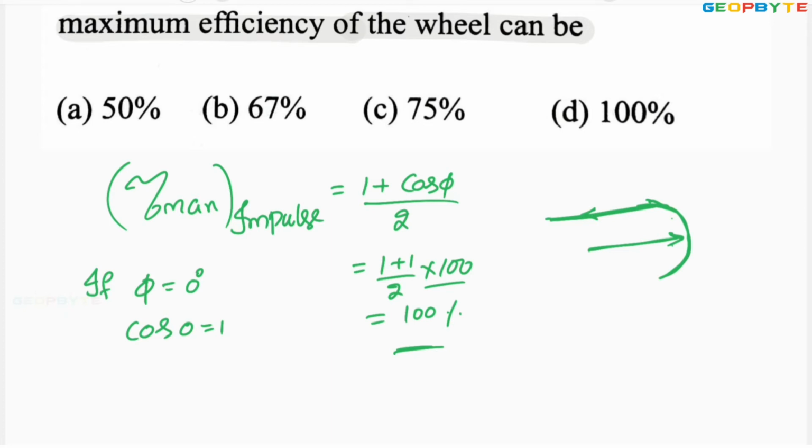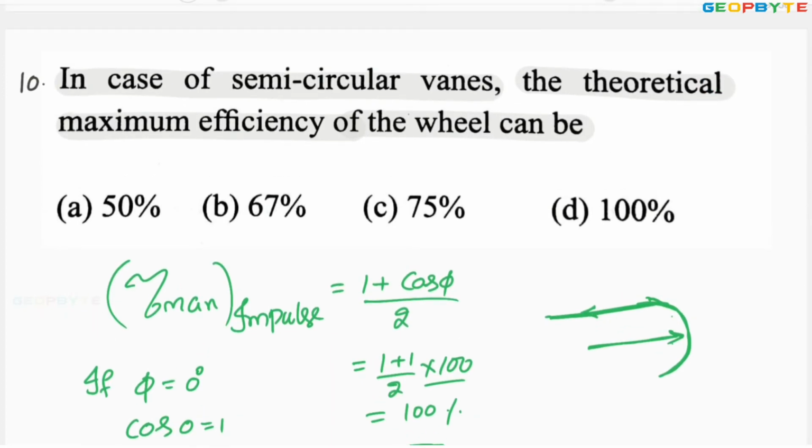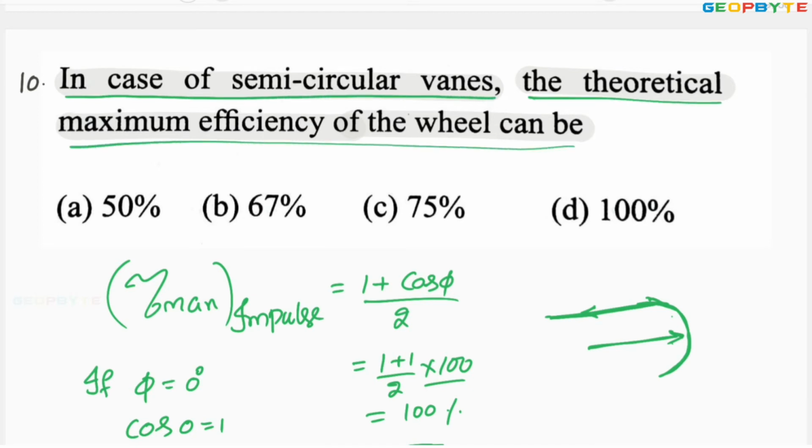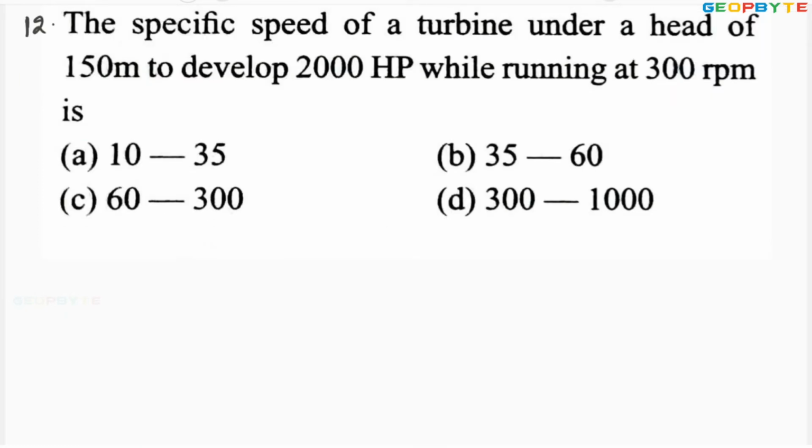Let us take another problem. Let us look at the options. So let me read the question once again. In case of semicircular vanes, the theoretical maximum efficiency of the wheel can be 100%. I hope you got my point. Let us take another problem. Look at the next problem.